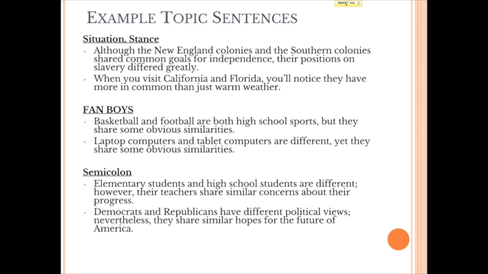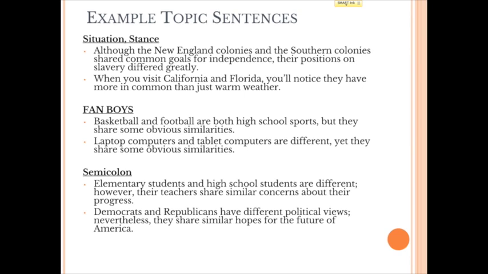FANBOYS is similar to situation stance. You're just making sure that you're using for, and, nor, but, or. What's the Y for? I'm having a total brain fart on that. Anyways, you're using one of those conjunction words after your comma to make it a FANBOYS sentence. So laptop computers and tablet computers are different, yet. That's what it is, yet. I was like, what is the Y for? I can't remember. Okay.